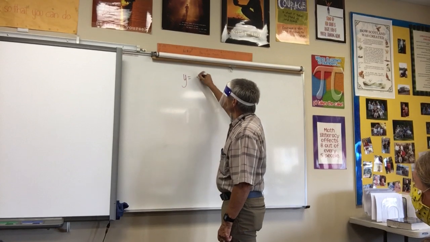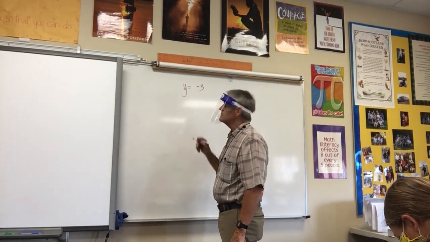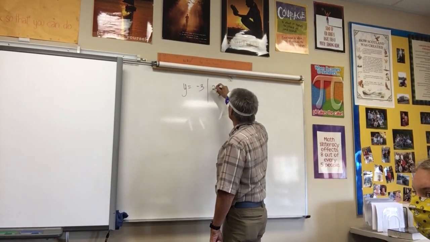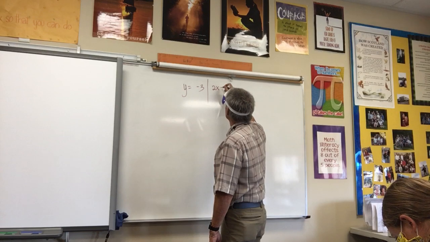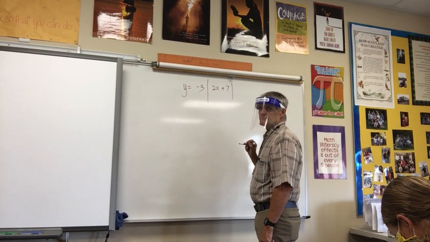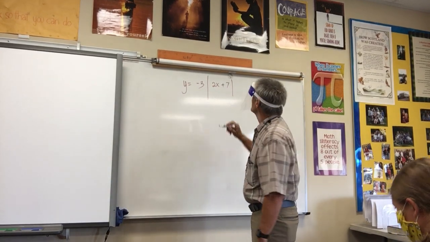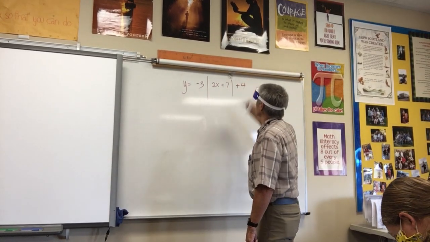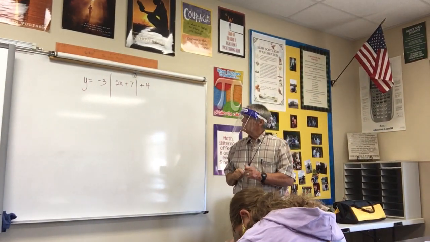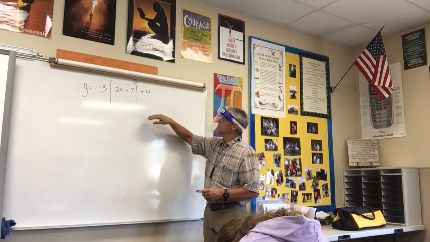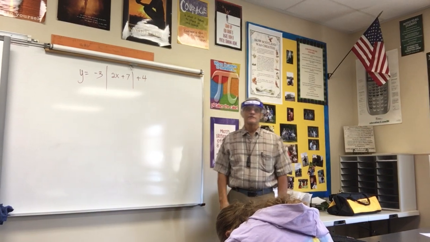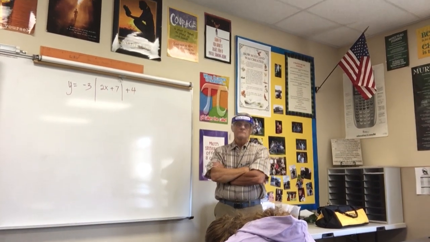Wait, so what's that one? Y equals negative 3, 2x plus 7. So what's the absolute value? Let's see. Plus 4. Is there any way that there would ever not be a number on the outside of the absolute value to the right? Or is there always going to be a number there? Well, because it's y, obviously. If it's not, it's just a 0. Yeah, if there's nothing there, then the y coordinate is 0. Okay. I answered that question myself.